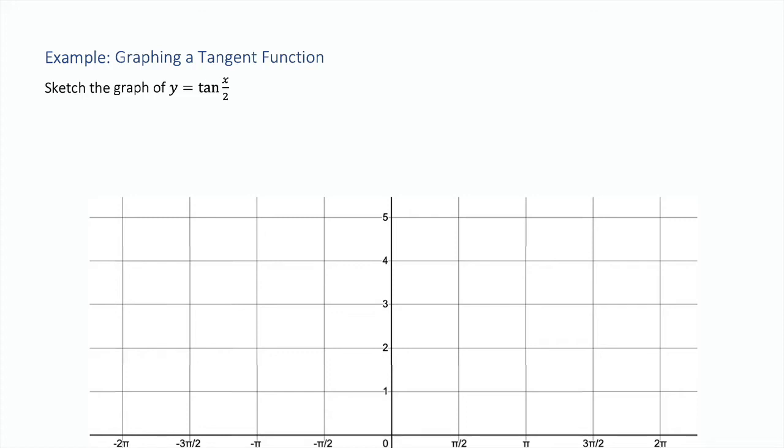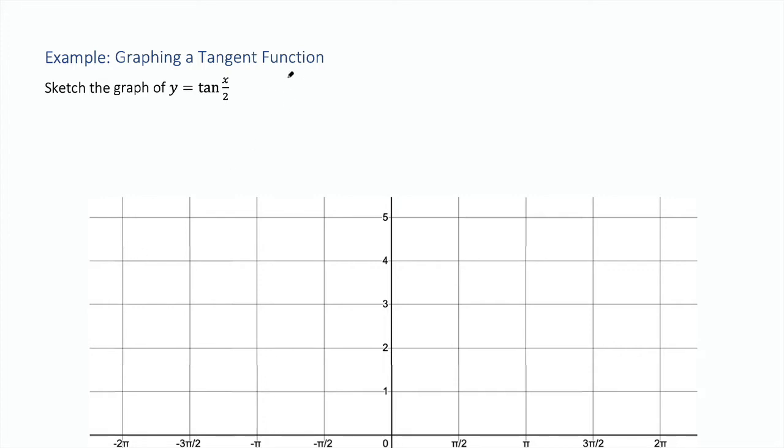Let's do an example of graphing a tangent function. We'd like to sketch the graph of y equals tangent of x over 2. Not much is happening here, so all we need to do is find our asymptotes, and that's pretty much going to be all we need to do.